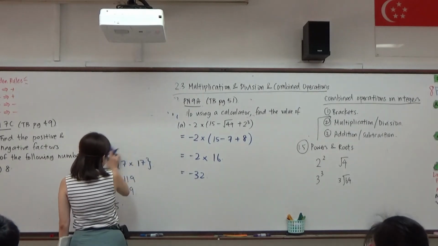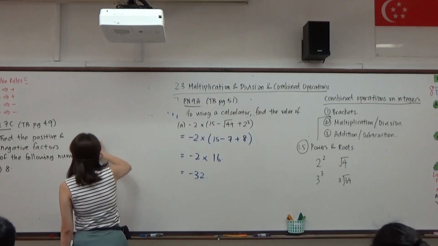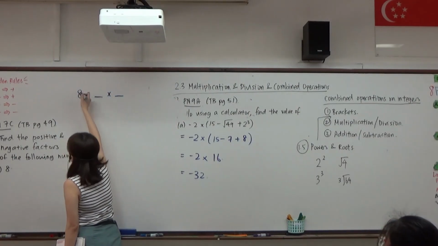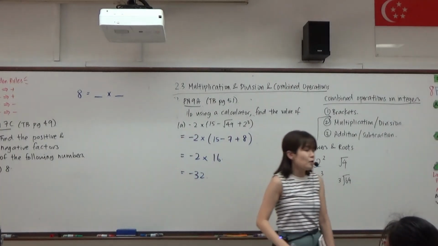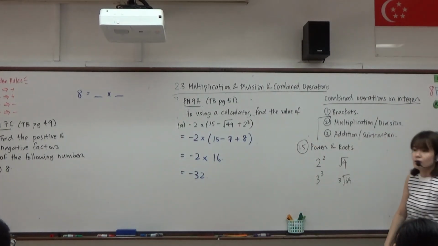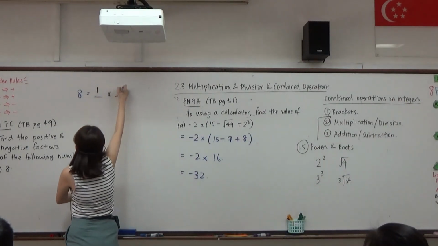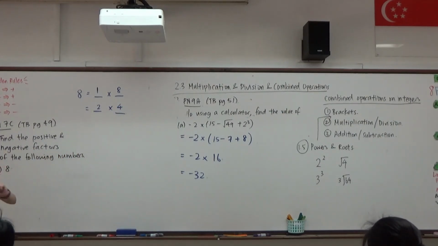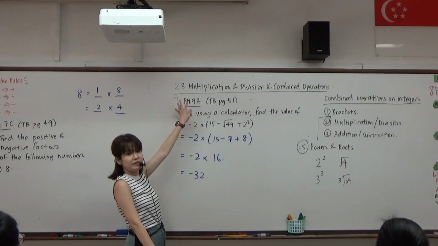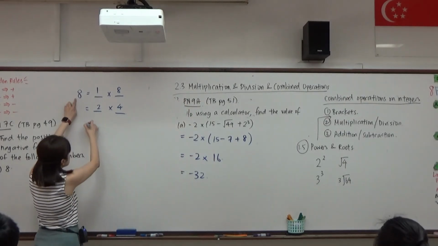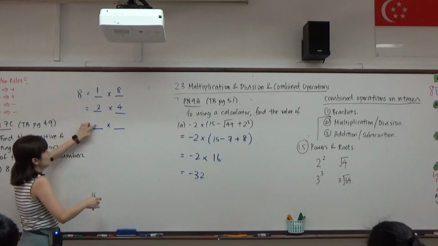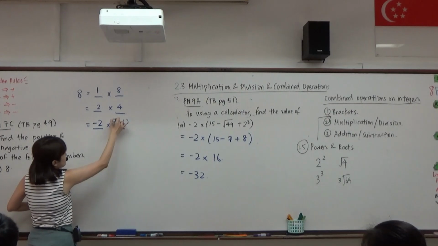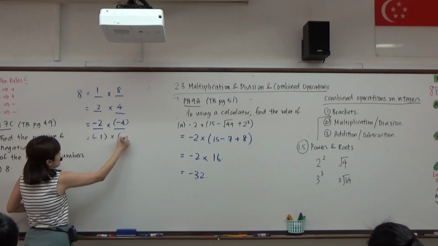We want to find the positive and negative factors of 8. We know that factors are the numbers such that when they multiply each other they give me 8. Right? What is the most basic one that we know? 1 and 8. And then you also have 2 and 4. But now, since we have already learned multiplication and division, these are positive numbers. What else will give us 8? Negative 2, negative 4, negative 1, and negative 8.